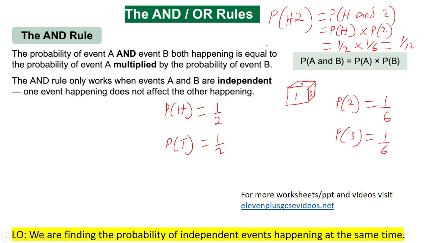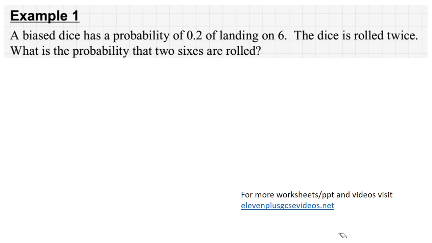So these two events are independent. They don't affect each other. To find the chance of them happening at the same time, you just times their probabilities separately. So today we are finding the probability of independent events happening at the same time. Now let's look at this example one before you try a couple of questions.